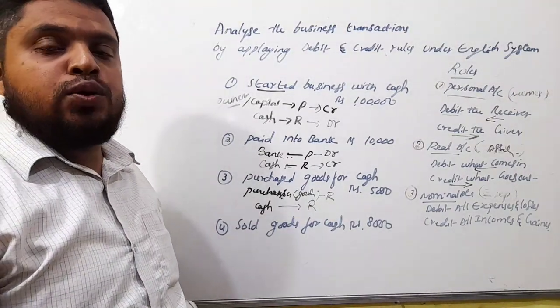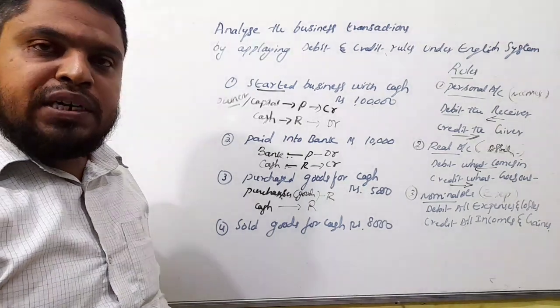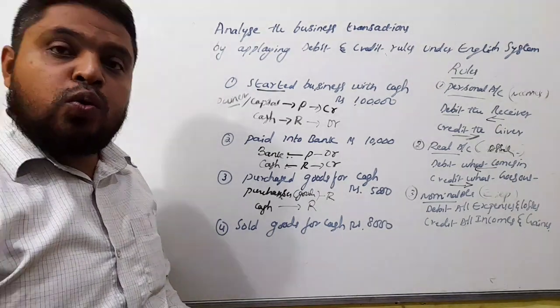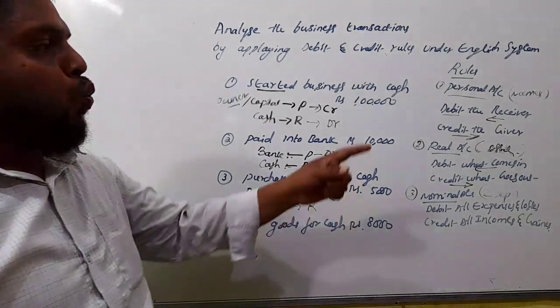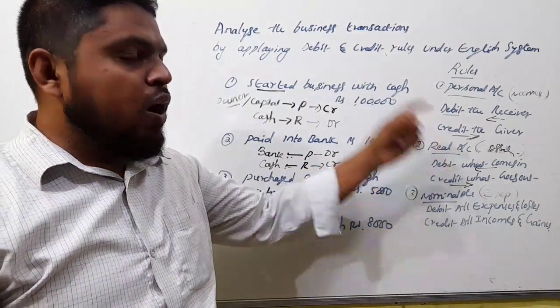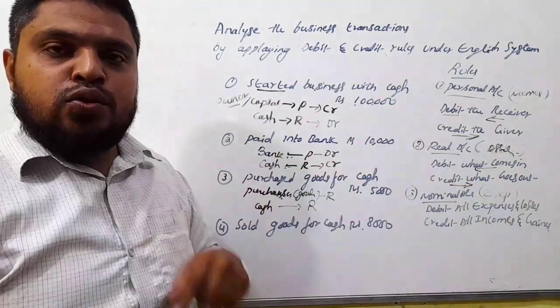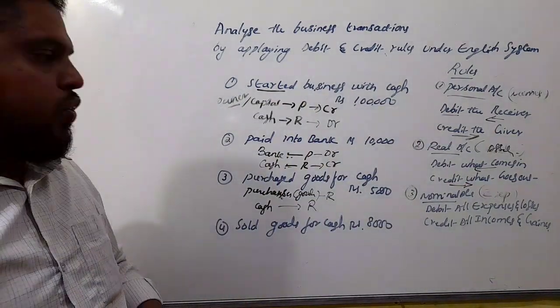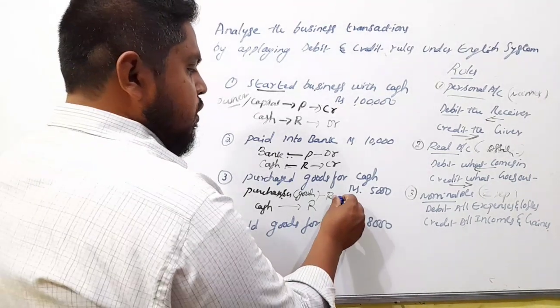Now what we have to find out here is what is debit and what is credit, with the help of the rules. Real account: debit what comes in. We are purchasing, so goods is coming to the business. So this purchases will be on the debit side.